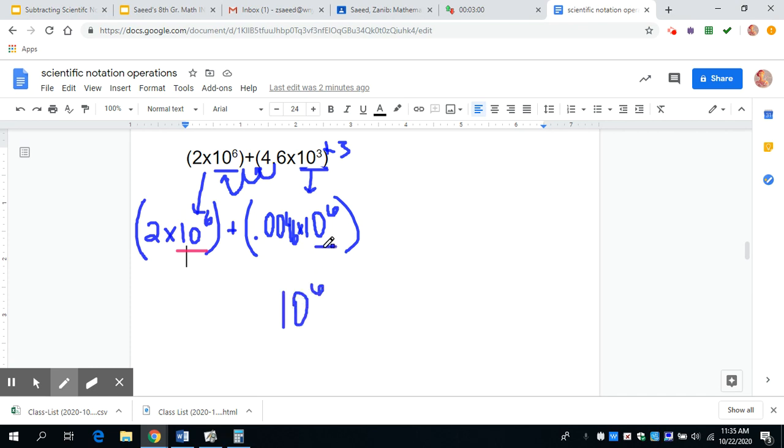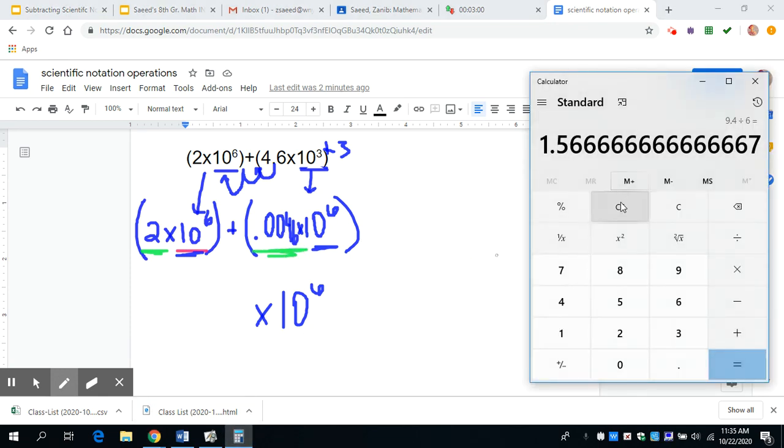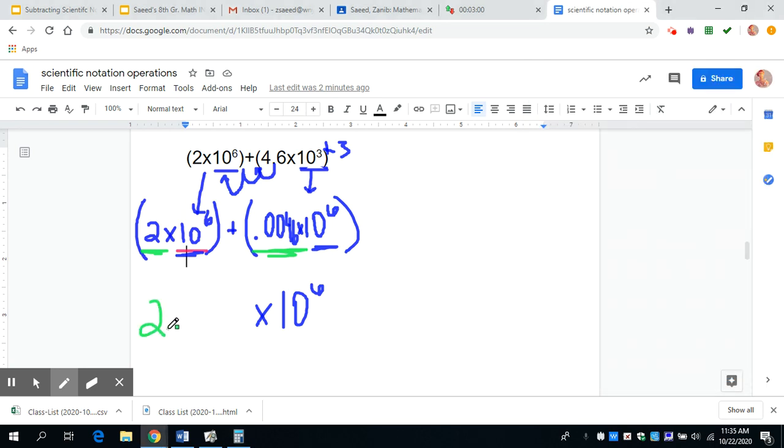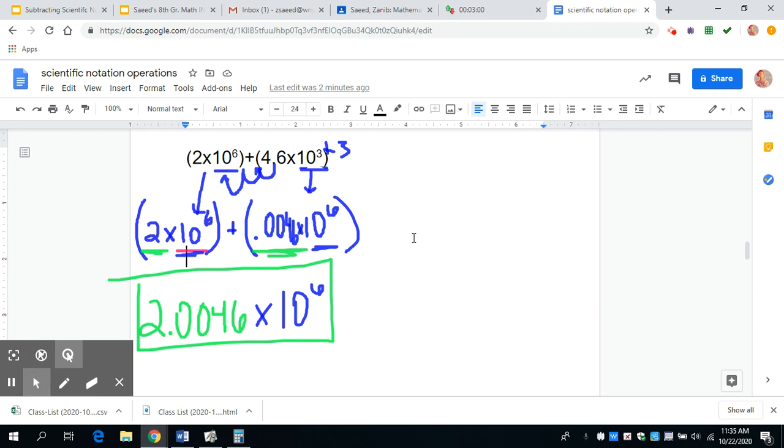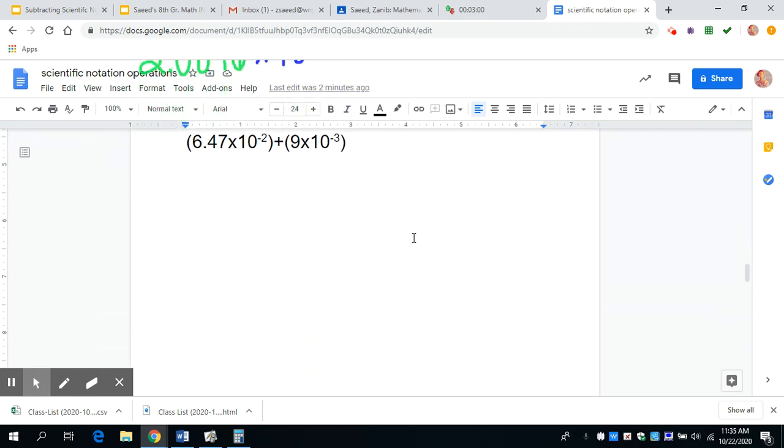These are both now 10 to the 6th, which means it stays the same. And we're going to get to add our coefficients now. So 2 plus 0.0046 is, in case you guys don't know it, you can always use a calculator, 2.0046. 2.004 and a 6. Okay? All right. Let's move along to this question right here.